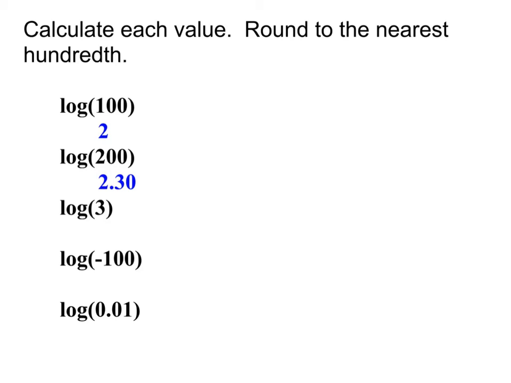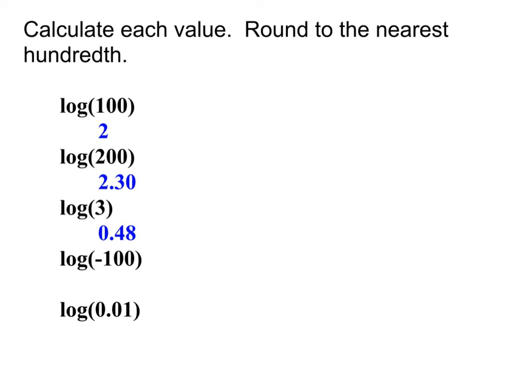All right, next up, do log of 3. And actually do the rest of them even as well. And then we'll take a look at each of them in turn. All right, so log of 3, you should there get a decimal of about 0.48.